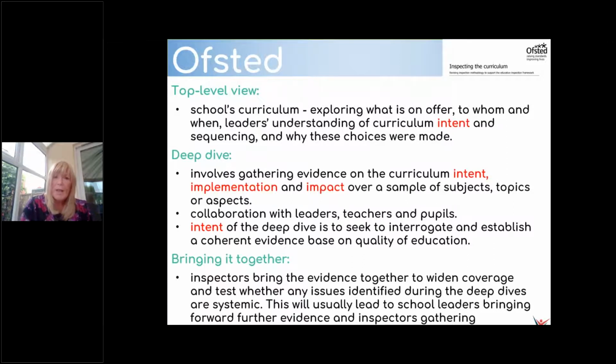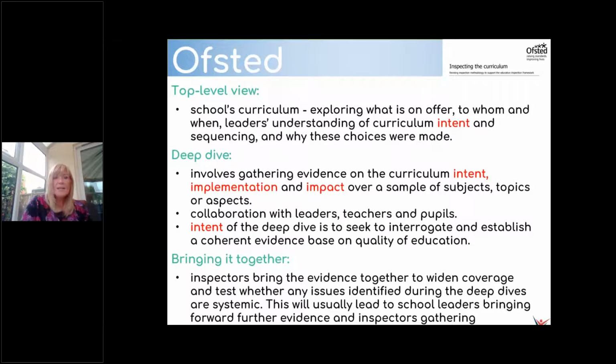I'm only guessing. But yes, that deep dive is looking at those 3 I's in detail, taking a sample of your subject, looking at the curriculum. If they go and observe a lesson, they might ask you as a subject leader, where does that year 3 lesson fit into that Scratch unit of work? Why have you put that lesson there? Why are the children learning that? They're going to be asking those sorts of questions all the way through. And they'll probably ask your teachers as well. So make sure that the subject knowledge of your teachers is high as well.